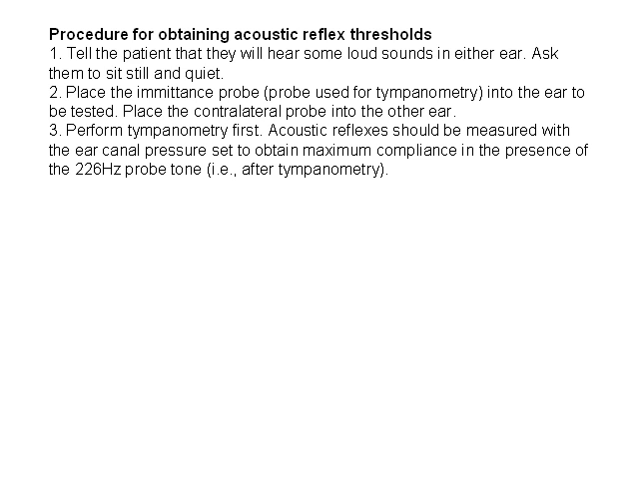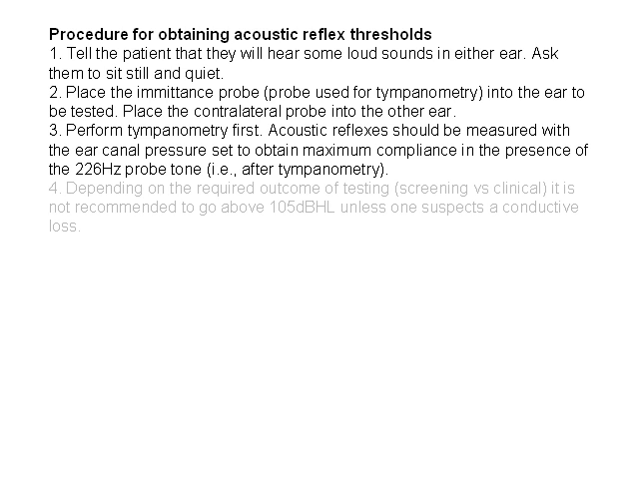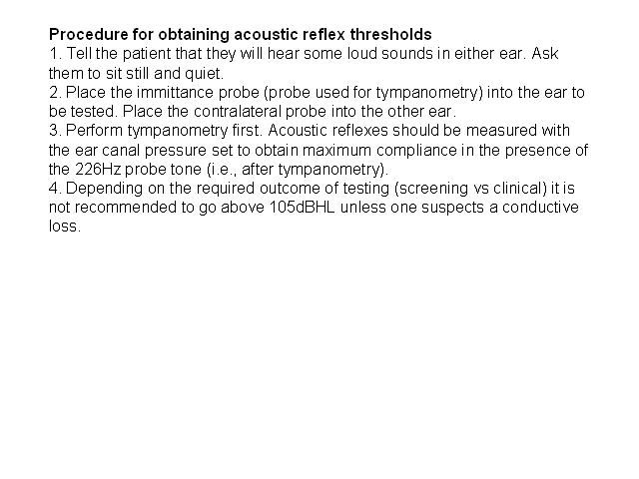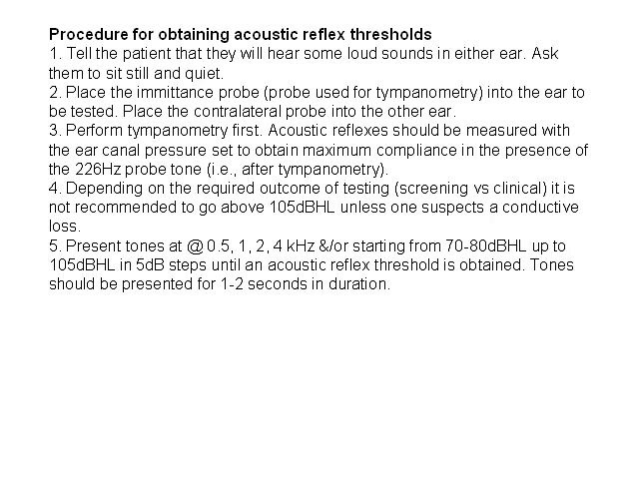Perform tympanometry first. Acoustic reflexes should be measured with the ear canal pressure set to obtain maximum compliance in the presence of a 226 Hz probe tone. Depending on the required outcome of testing, it is not recommended to go above 105 decibels unless one suspects a conductive loss. Present tones at 0.5, 1, 2, and 4 kHz, starting from 70 to 80 decibels up to 105 decibels in 5 dB steps until an acoustic reflex threshold is obtained. Tones should be presented for 1 to 2 seconds in duration.